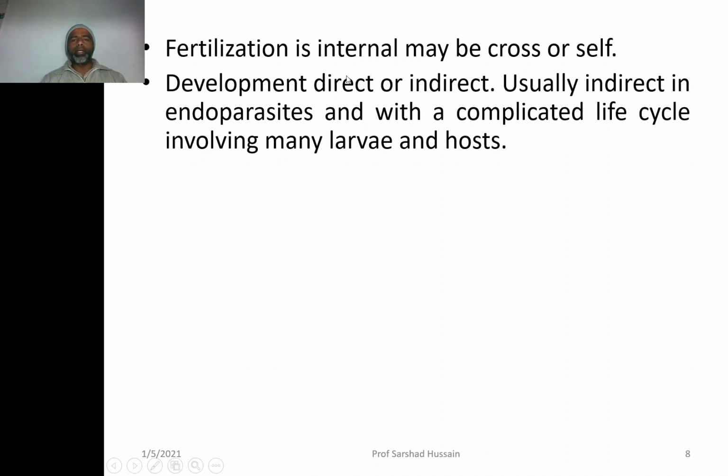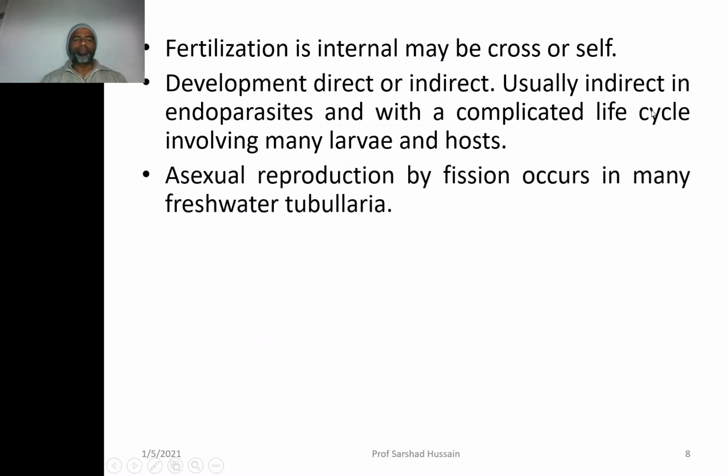Development is direct or indirect, that means they may have a larval form or they may not have a larval form. Usually it is indirect in endoparasites. Endoparasites always have many larval forms, with a complicated life cycle involving many larvae and hosts. So the parasites have many hosts and many larvae also. So the life cycle is a little bit complicated.